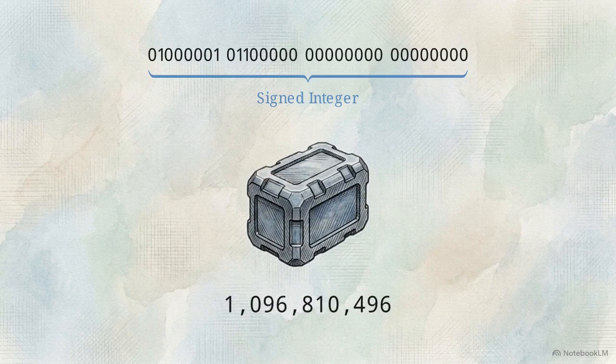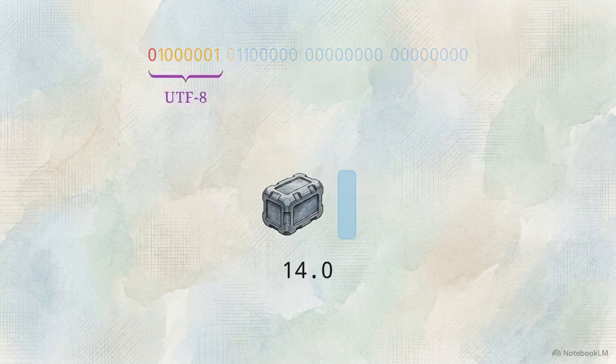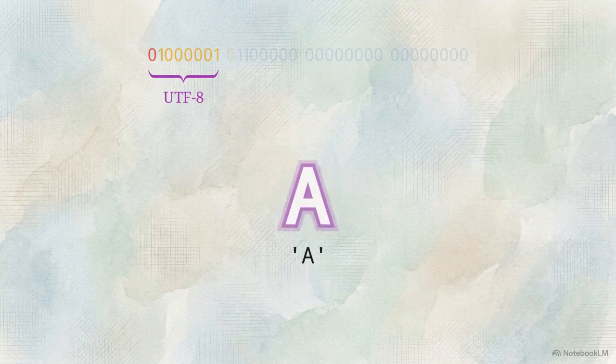Look at this 32-bit sequence. Read with a signed integer protocol, it calculates a whole number, 1,096,000,000. Apply a floating point protocol, and the same states become the decimal 14.0. Apply a UTF-8 protocol, and they become text.